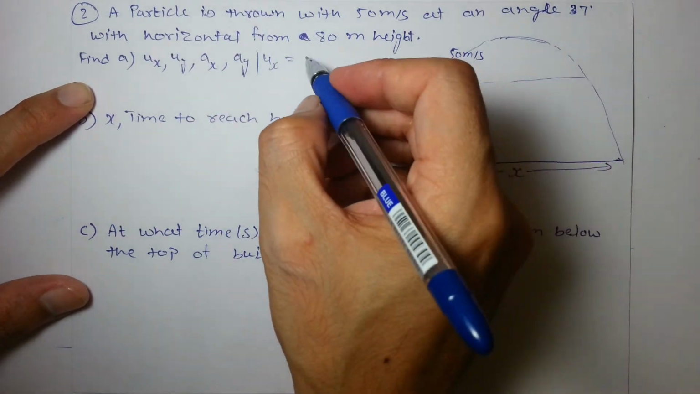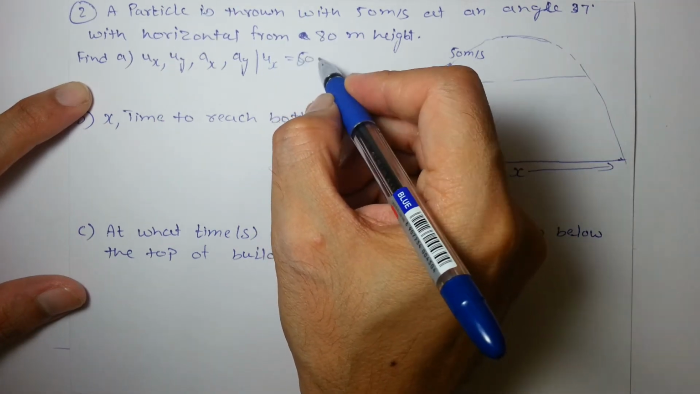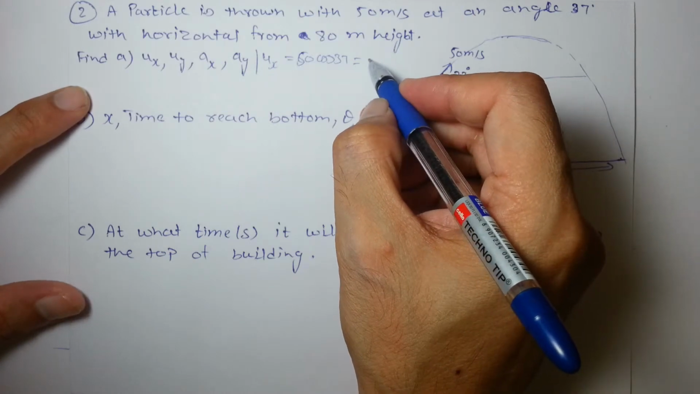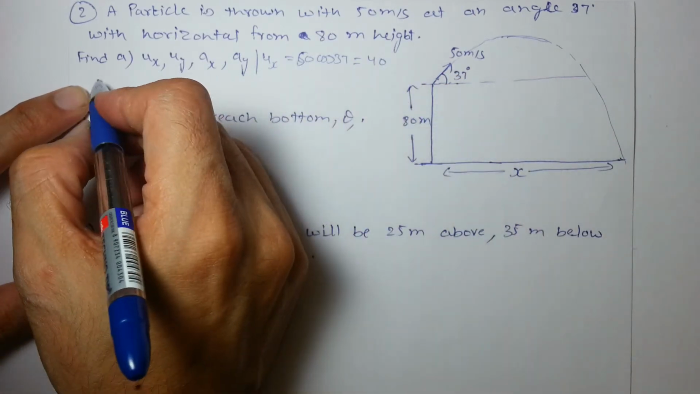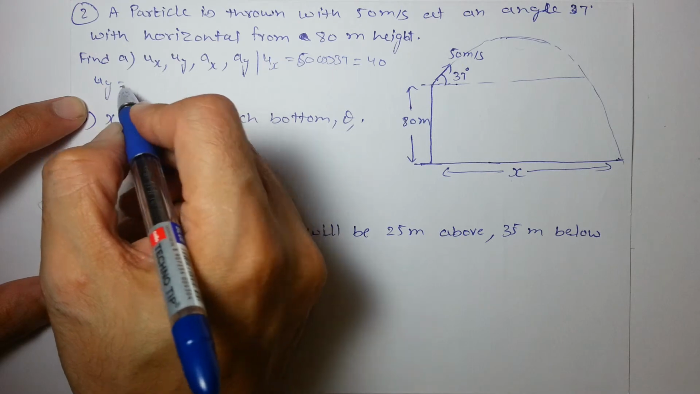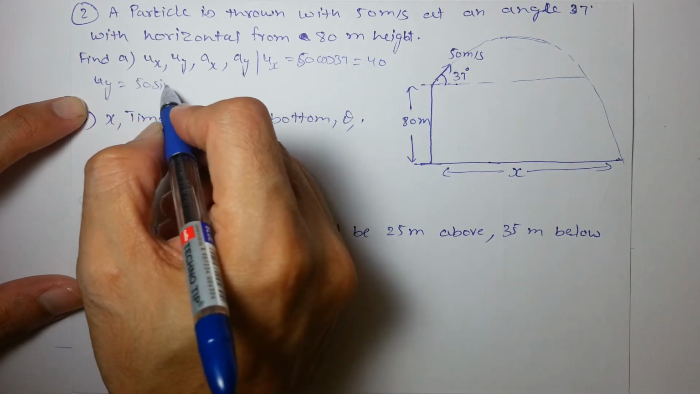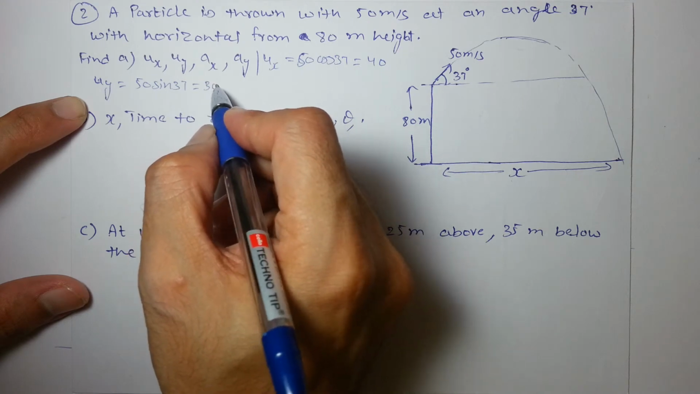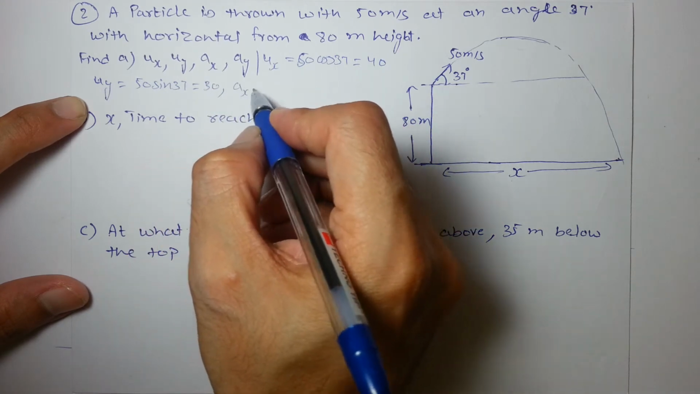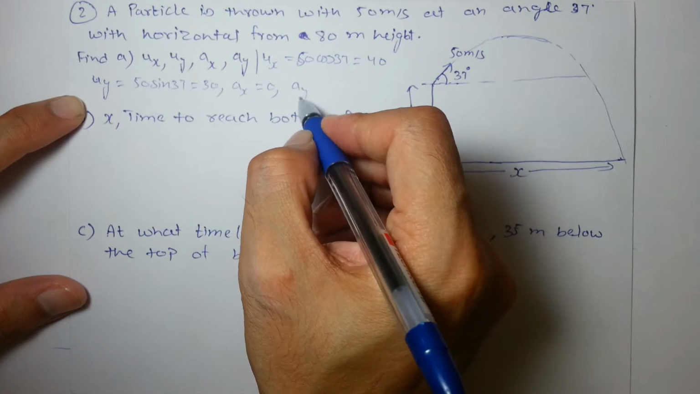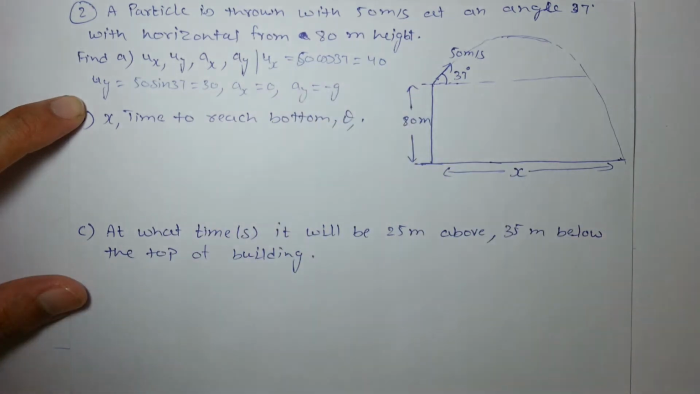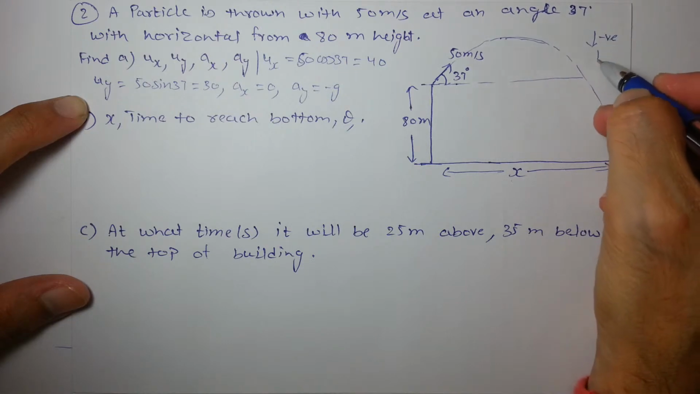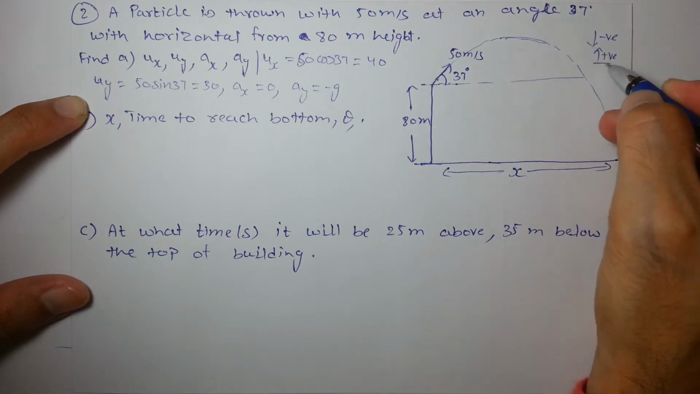Ux will be 50 cos 37. By solving it, I will get 40. Uy is 50 sin 37, which means 30. Ax is obviously 0, ay is obviously minus g, as I am treating downward direction as negative and upward direction as positive.